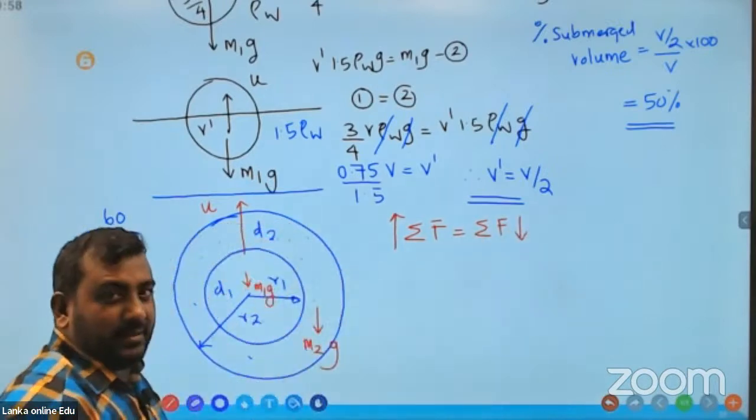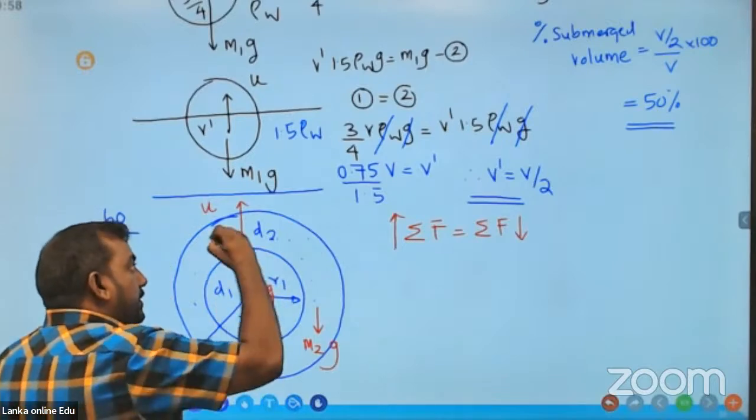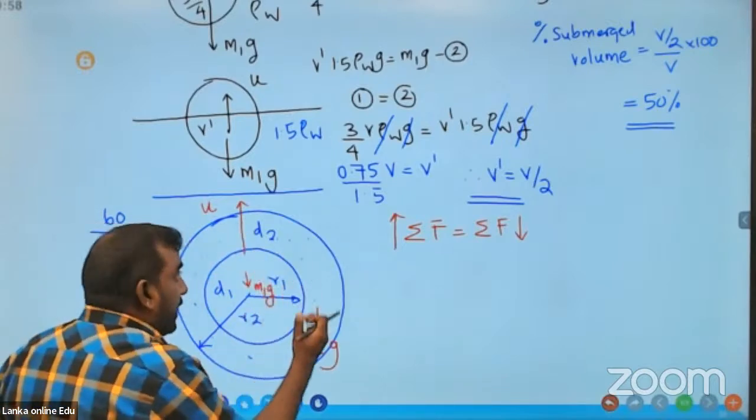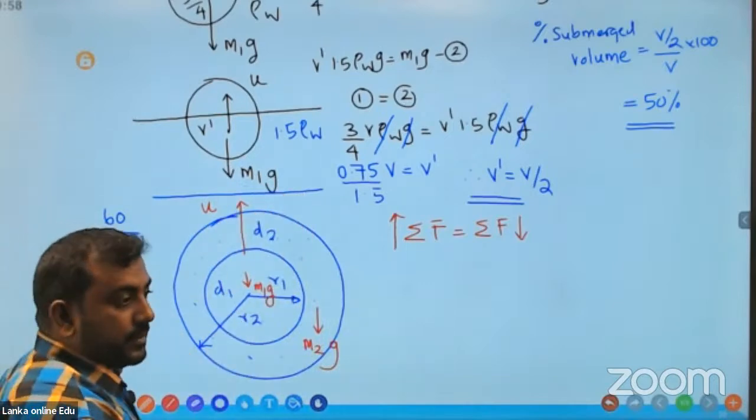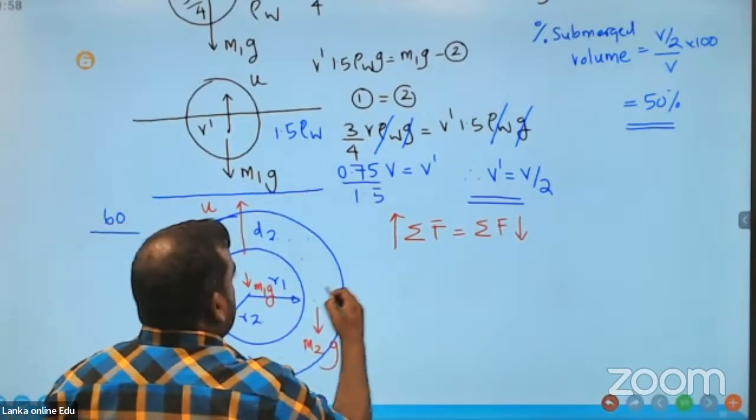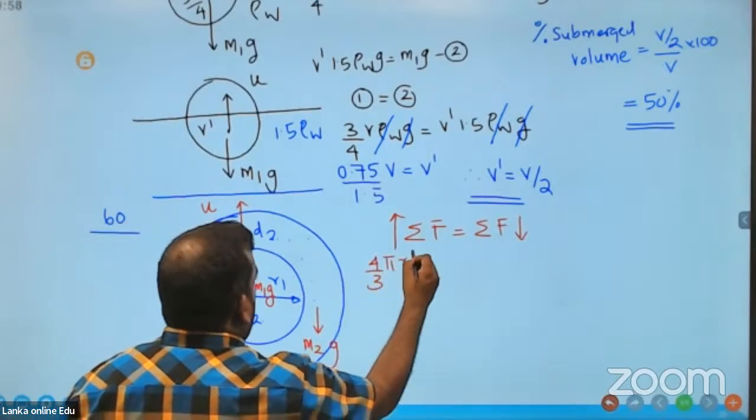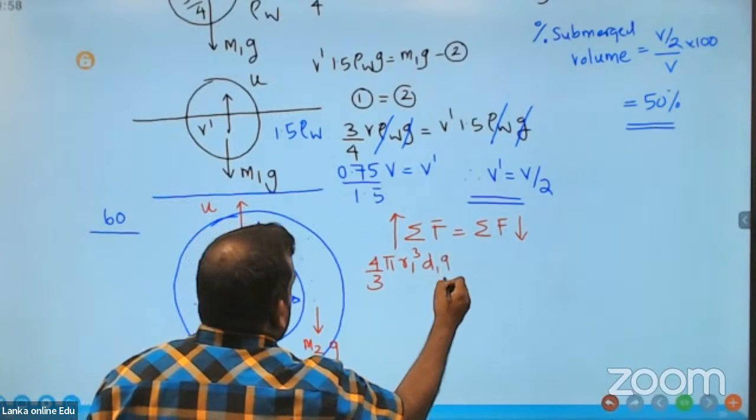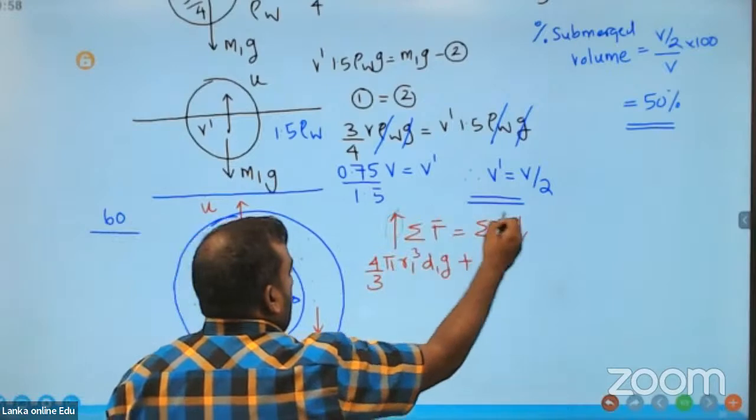Quickly, it must click. This part made from a material, it has a weight. This part made from a material, it has a weight. Fully submerged and floating means there is upthrust. Weight of this section, what's the volume? 4/3 pi R1 cube D1 g. Sorry, downward. I'll put the upthrust there.